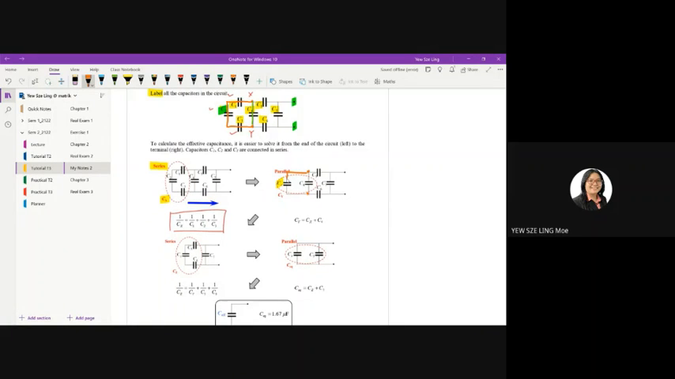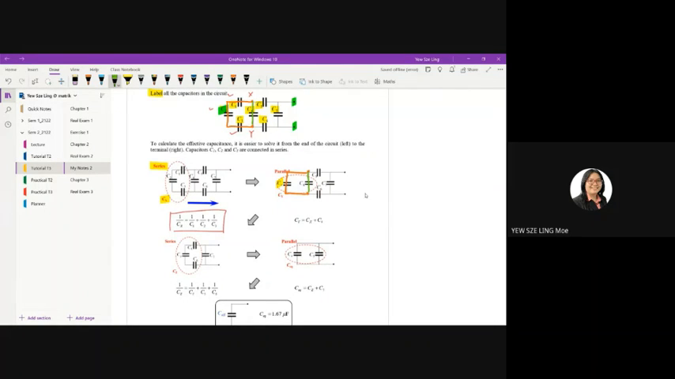So now my orange color path, I have only one capacitor. I cannot do anything anymore. So I look at the green color path. Green color path, I also have only one capacitor. So I don't need to simplify it also. I can just leave it like the original circuit. Leave it as it is.